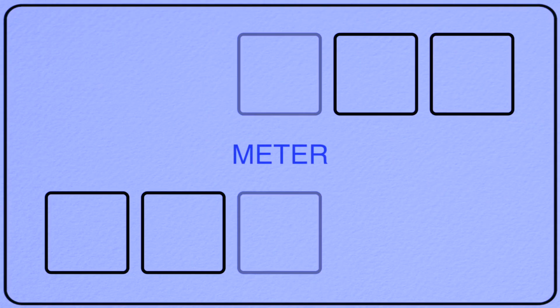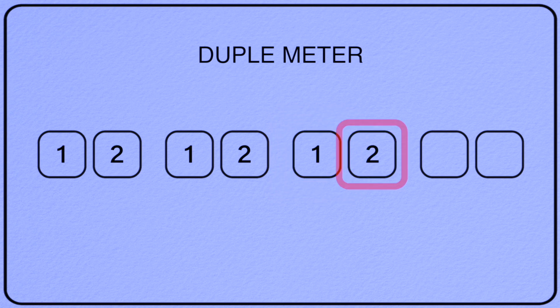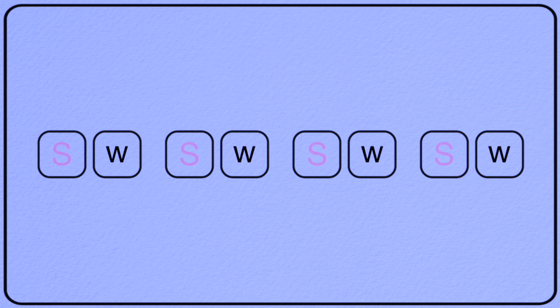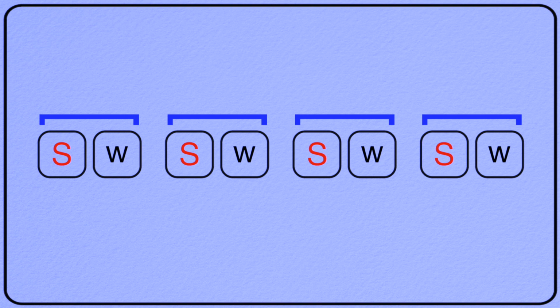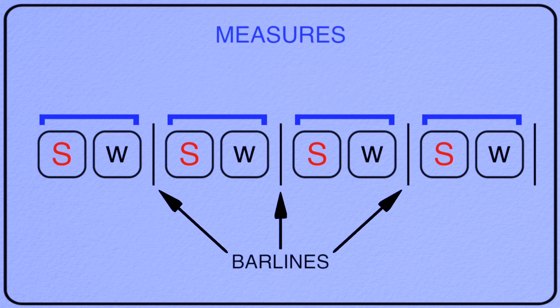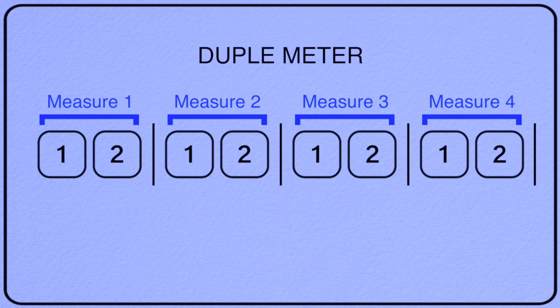Meter is when we group beats into repeating patterns. Let's start with duple meter, a 2-beat pattern. 1, 2, 1, 2, 1, 2, 1, 2. Notice the first beat is strong while the second is weak. Strong, weak, strong, weak. So every time we have a strong beat, that marks the beginning of the next cycle. We call these cycles bars or measures, and each one is separated from the next by a bar line. So here's measure 1, measure 2, measure 3, and the last measure. So this is duple meter, 2 beats in every measure.